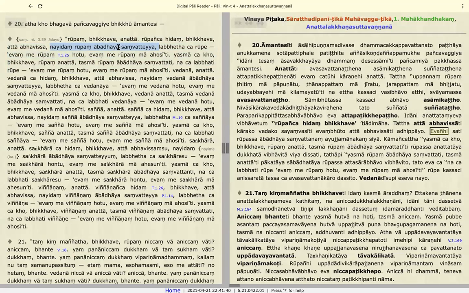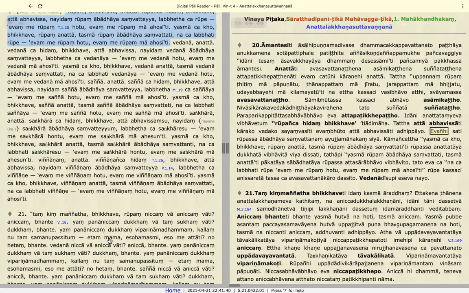Because of "Nayidaṁ rūpaṁ ābādhāya saṁvatteyya", because of this and that, the pañcavaggiyā may understand that form is suffering. How do they understand form is anicca? Because of "Labbhetha ca rūpe evaṁ me rūpaṁ hotu, evaṁ me rūpaṁ mā ahosī ti", they understand form is impermanent. If they don't understand this explanation deeply, they cannot answer the question in the later part, the question from the Blessed One.